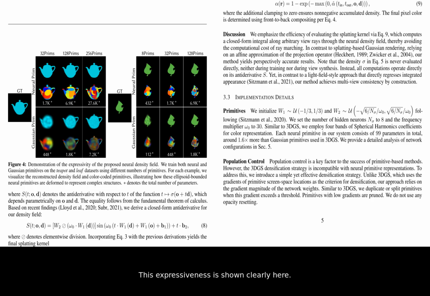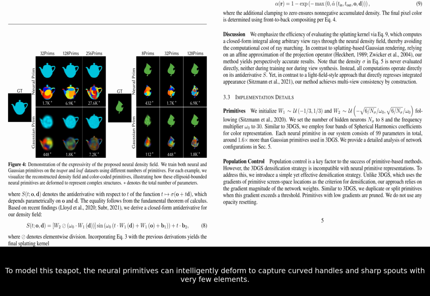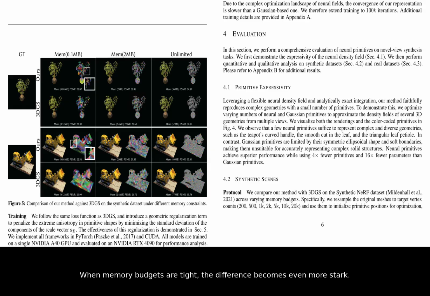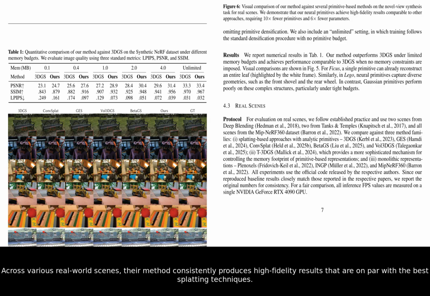This expressiveness is shown clearly here. To model this teapot, the neural primitives can intelligently deform to capture curved handles and sharp spouts with very few elements. The Gaussian primitives, being simpler, struggle to form these complex shapes and look much blurrier with a similar primitive count. When memory budgets are tight, the difference becomes even more stark. The models created with neural primitives retain far more detail and structure compared to 3DGS. Across various real-world scenes, their method consistently produces high-fidelity results that are on par with the best splatting techniques.